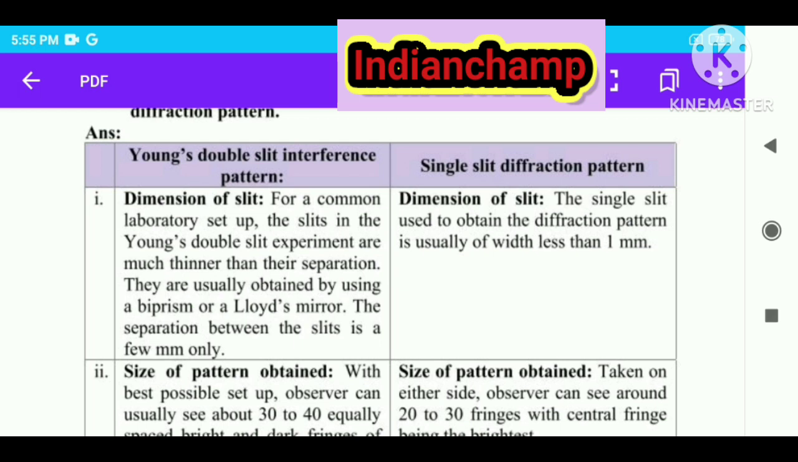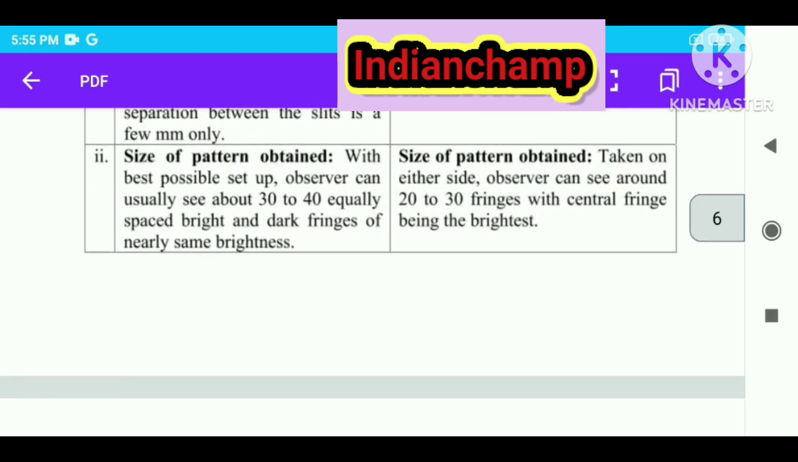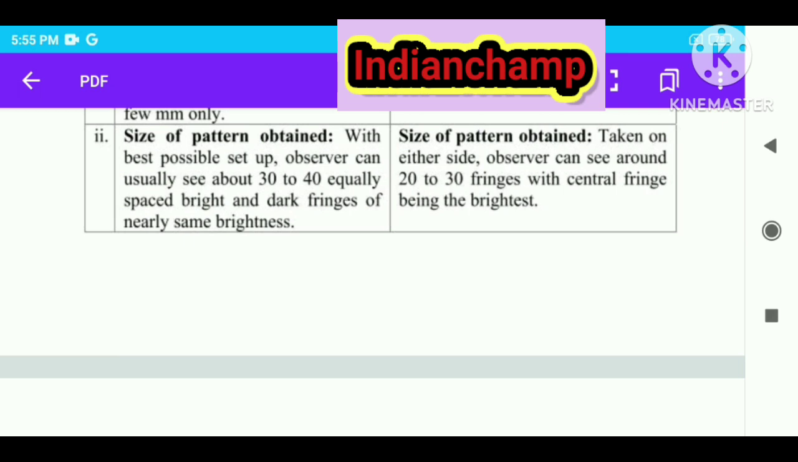Single slit diffraction pattern, dimension of slit: the single slit used to obtain the diffraction pattern is usually of a width less than 1 mm. Second, size of pattern obtained. With the best possible setup, one can usually see about 30 to 40 equally spaced bright and dark fringes of nearly the same brightness. In single slit diffraction, on either side one can see around 20 to 30 fringes, with the central fringe being the brightest.